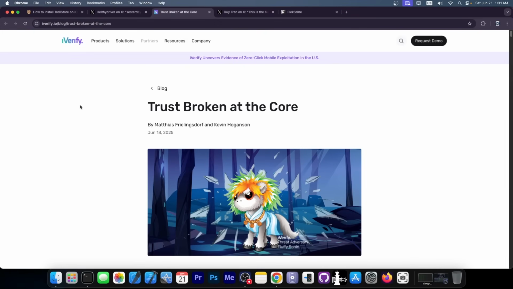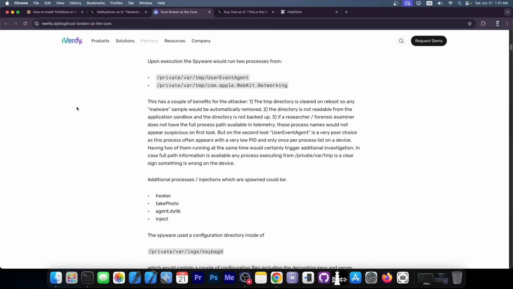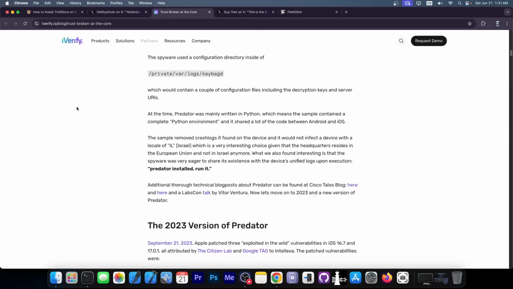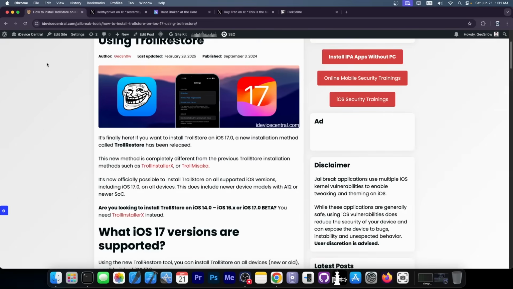Now, these people over at iVerify.io got their hands on a sample of that spyware sometime in 2024 and have analyzed it ever since. They also got some samples from 2021 apparently, because this has been circulating in the community silently for a while before it was caught and analyzed. They have a full analysis over here with every single thing that the actual vulnerability chain does, and you also have in here the CVE 2023-41991, which is the certification validation issue, the CoreTrust bug. It's essentially the heart of TrollStore.